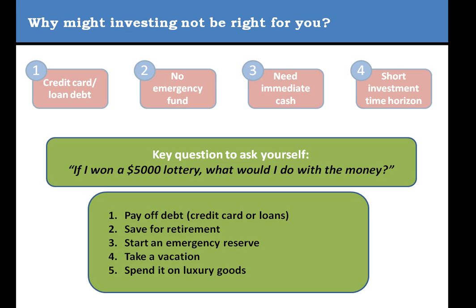And I think there's a key question to really ask yourself to help understand how you want to prioritize where you put your cash. And that is, if you won $5,000 today, what would you do with that money? Again, there's no right answer here, but answering the question will help you understand where you need to focus in this particular stage in your life.